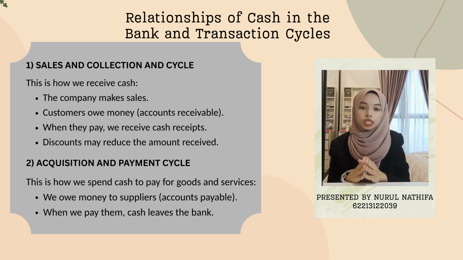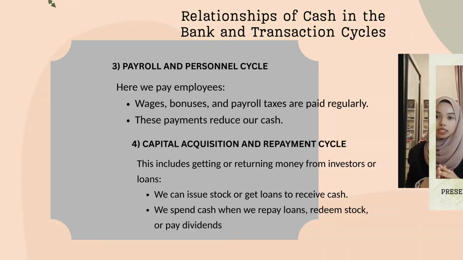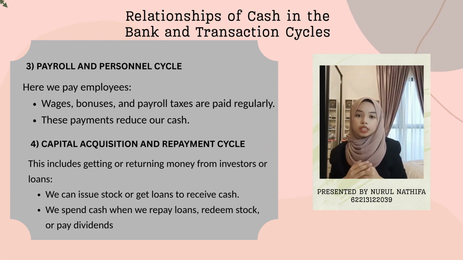Next is the acquisition and payment cycle. This cycle shows how the company spends cash on goods and services. The business may purchase items on credit, creating accounts payable. When the company pays the supplier, cash flows out of the bank account. Next is the payroll and personnel cycle. This cycle involves paying employees. The company regularly pays wages, bonuses, and payroll tax. These outgoing payments reduce the company's available cash.